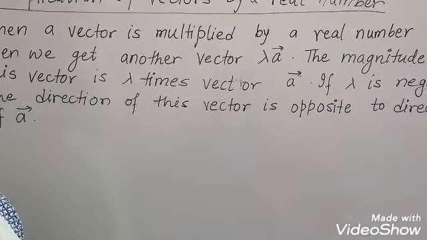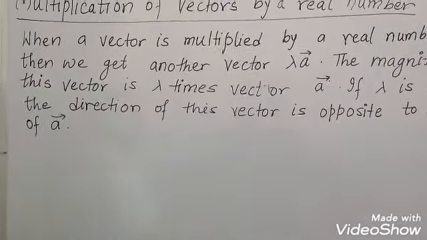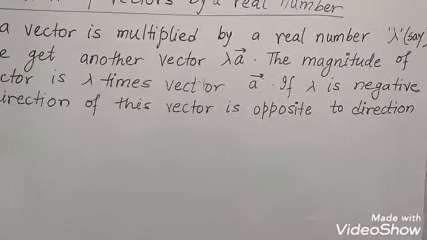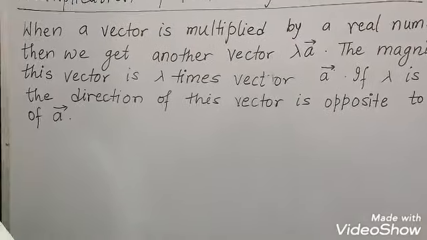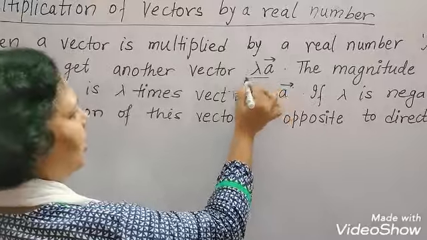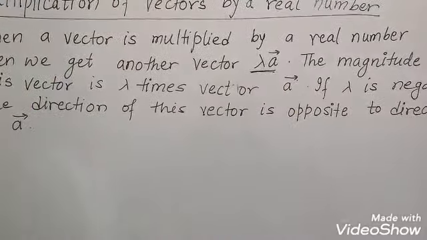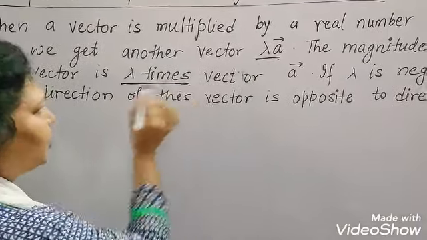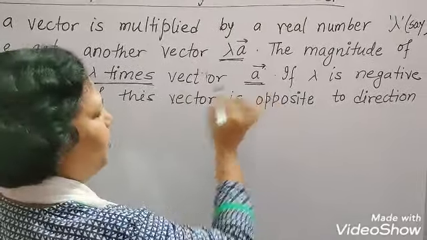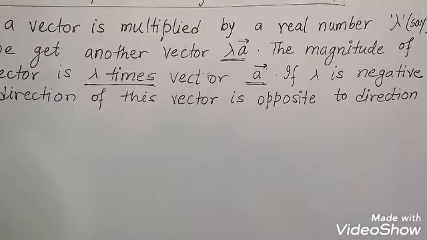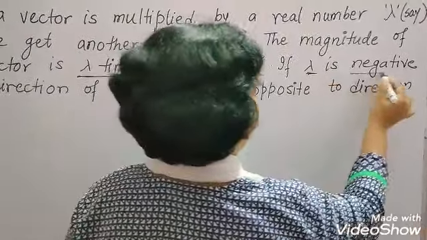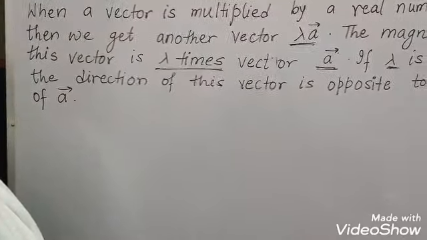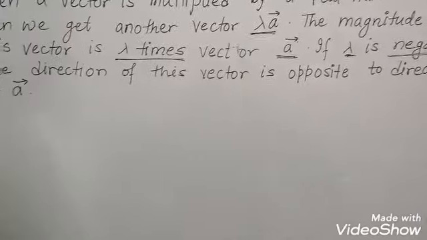Multiplication of vectors by a real number. When a vector a is multiplied by a real number lambda, we get another vector which is equal to lambda a. And the magnitude of this vector is lambda times the magnitude of the vector a. Now, if lambda is negative, the direction of this vector is opposite to the direction of vector a.